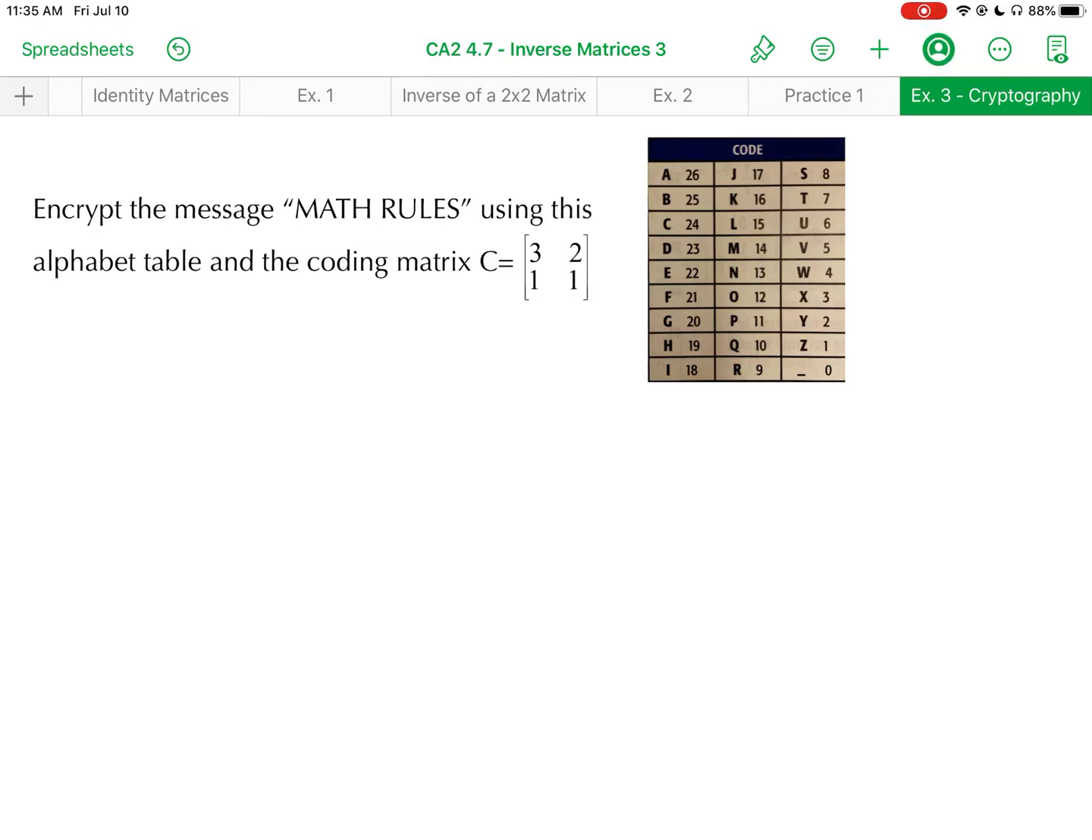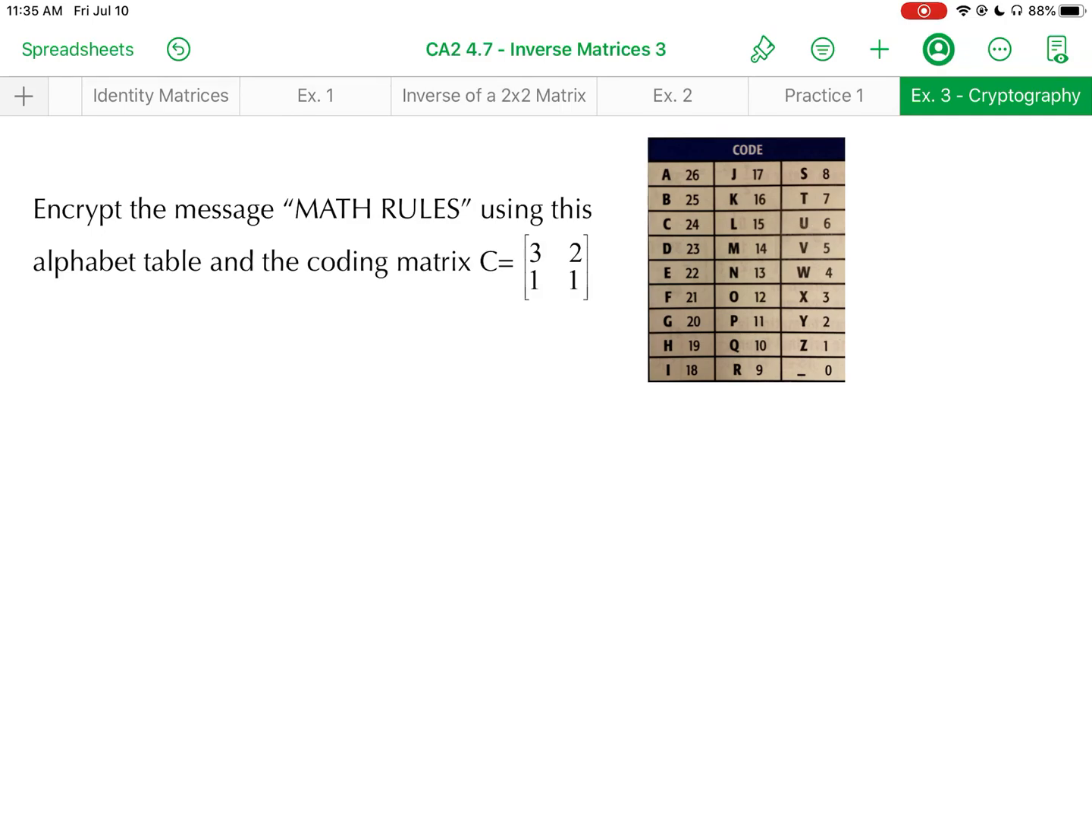All right, in this video, I'm going to give you a bit of an application to inverse matrices. This is a cryptography application. And if you don't know what cryptography is, it's basically taking some sort of a message and making it so that it cannot be read.